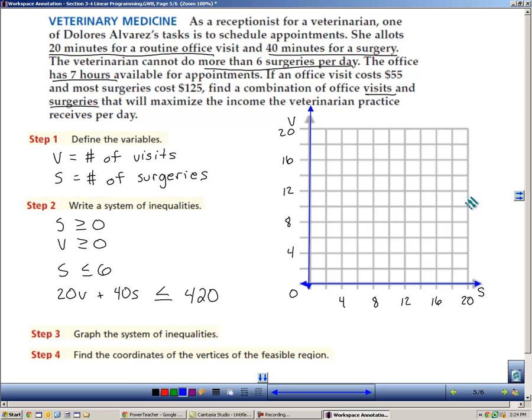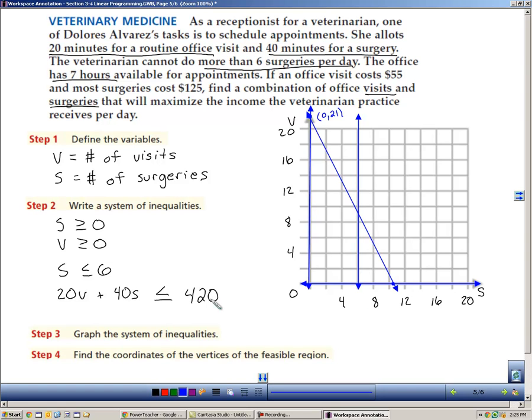Now you see here that I've assigned some values to the s-axis and the v-axis, so I can begin to plot some more of my lines. S equals 6 is a vertical line right here. And because it's less than 6, I'm going to want the shaded area to the left of that. So far I've built what looks like a rectangular area, but it's not bounded on the top. And that's what this last line is going to do. It's going to bound it on the top.